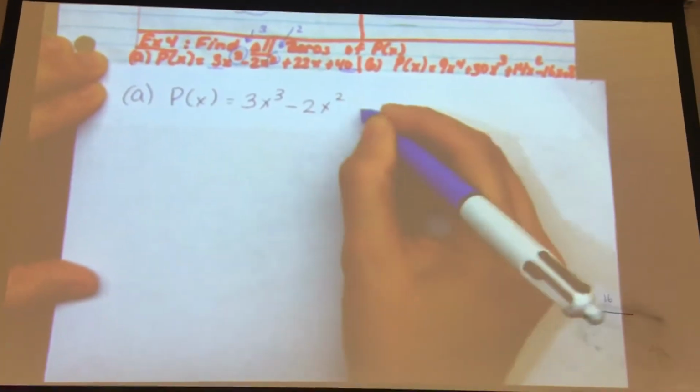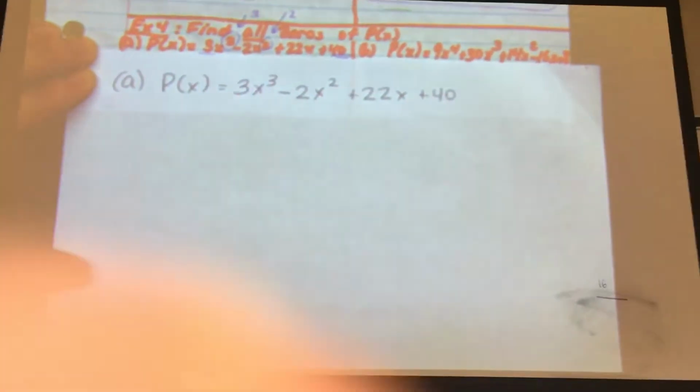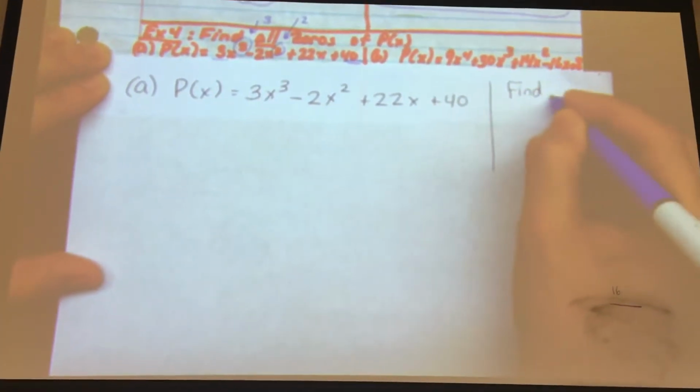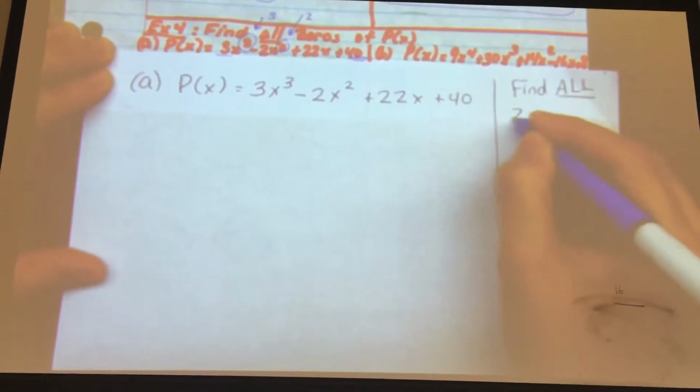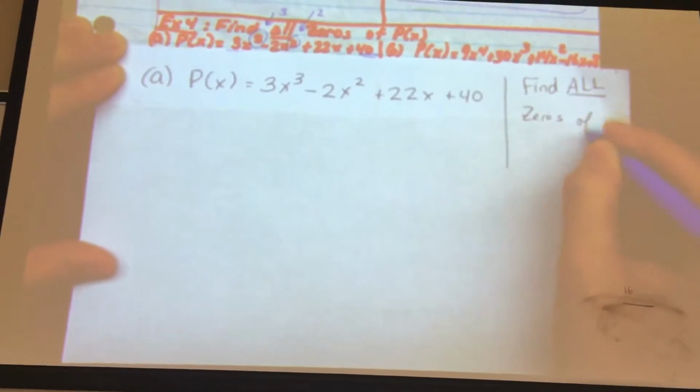2x to the second plus 22x plus 40. They want all zeros of the polynomial. That's the instruction. Find all zeros, including real and imaginary, of this polynomial.